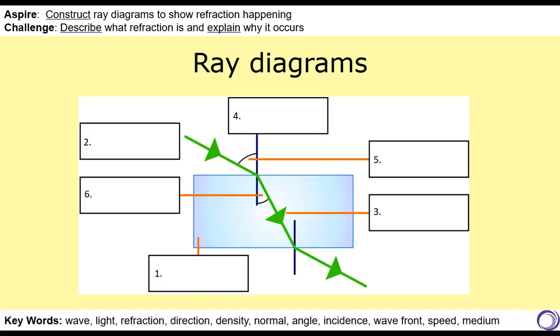So we're now going to practice drawing lots of ray diagrams together, but first it's important to know the names of the different sections of this diagram. So what I'd like you to do is sketch the diagram that's here. I'd like you to pause the video whilst you do this, and then when you've sketched it, come back and we will label the diagram together.